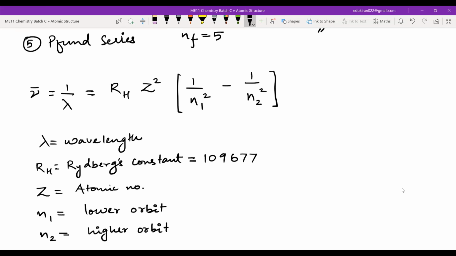And this lambda will be in terms of length. So whatever answer you get from this, they all will be in centimeter inverse. Lambda in centimeter inverse.